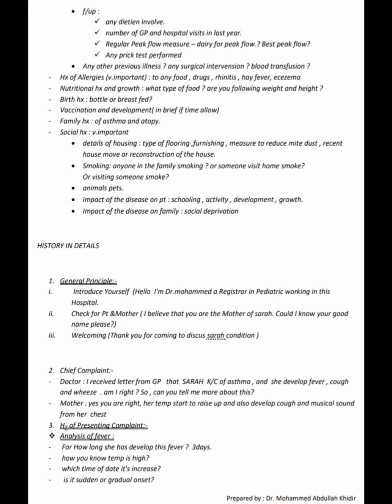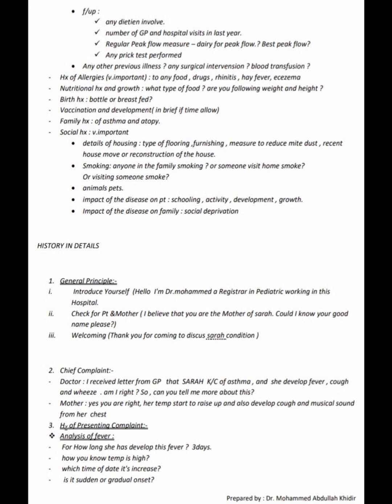Now, nutritional history and growth: we will ask what type of food, and are you following weight and height? Is there any weight loss present or not? We ask because one of the important differential diagnoses of asthma is cystic fibrosis, so we need to exclude it. Birth history: we will ask about bottle or breastfeeding, vaccination, and development history in brief if time allows. Family history of asthma and atopy.